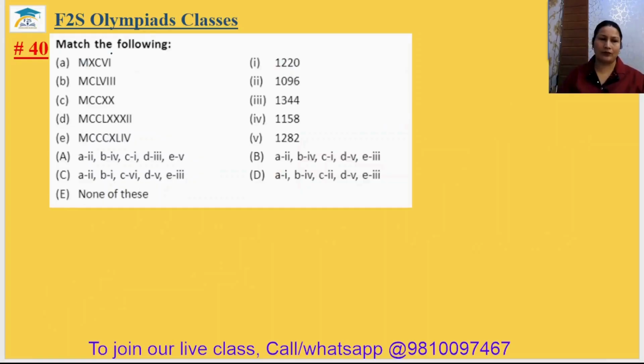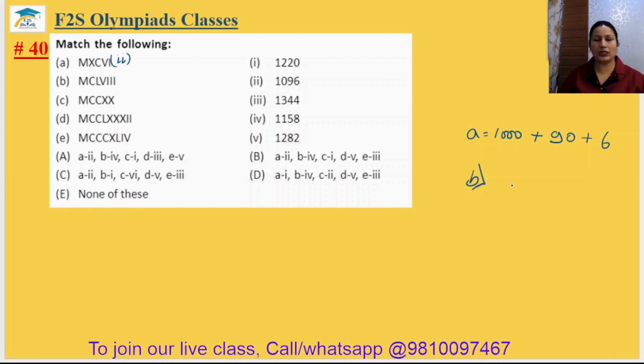Question number 40. Match the following. This is MXCVI. M stands for 1000. I'm writing here. M stands for 1000. XC stands for 90. And VI stands for 6. So 1096. A's answer is option number 2.